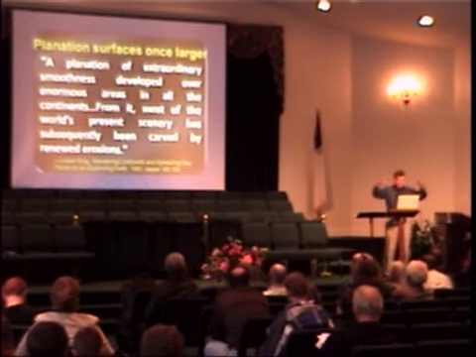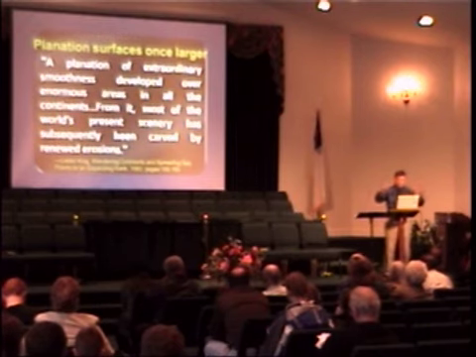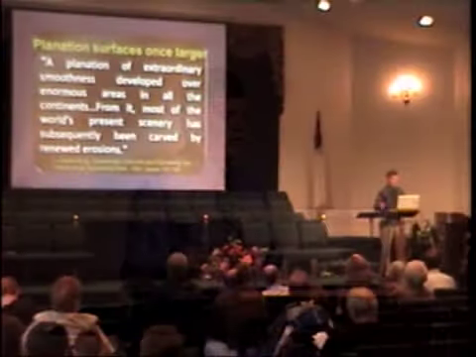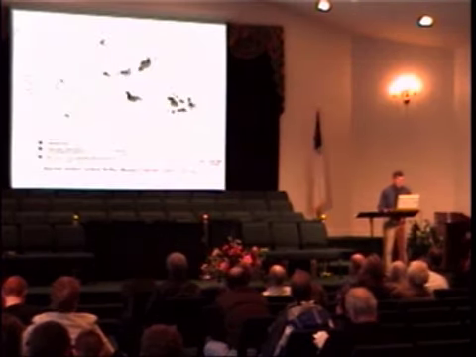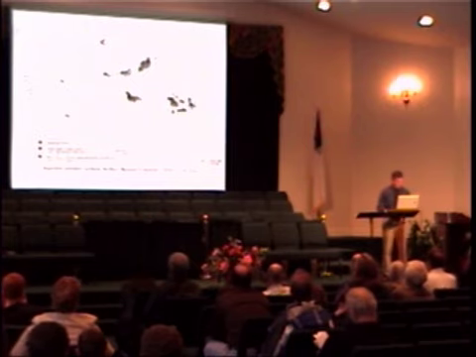He says from the evidence we know that these planation surfaces were once larger. And from these large planation surfaces, all the world's present scenery has subsequently been carved by renewed erosion. Other geomorphologists said that practically all the area of the earth was a flat surface at one time in what's called the Middle Cenozoic. And then you had all this mountain building in what's called the Late Cenozoic, and it mostly eroded the planation surfaces. And I go along with that because a lot of planation surfaces are now at the tops of mountains. Now, I've been studying these things for 20 years.